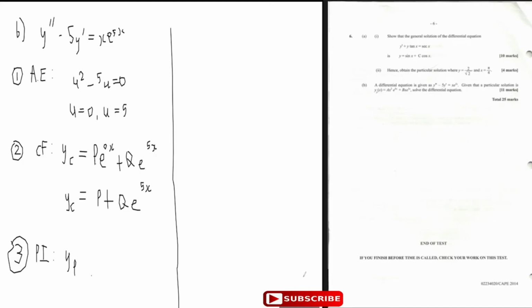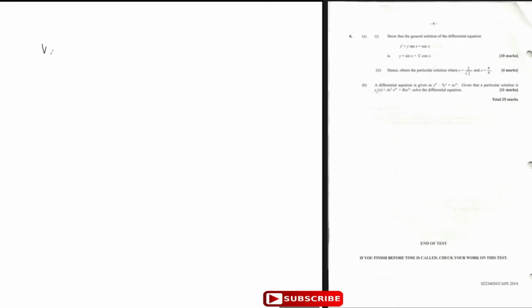Since they gave us YP, let's write it around here. They said that YP is equal to ax squared e to the 5x plus bx e to the 5x. All right, cool. So once you have the particular integral YP, what we need to do is find the first derivative now, which is YP prime.